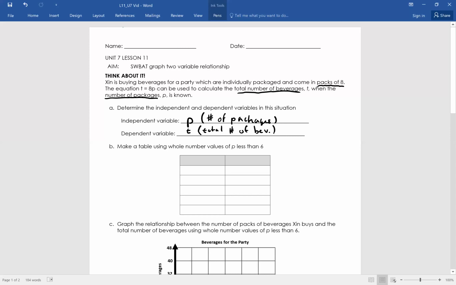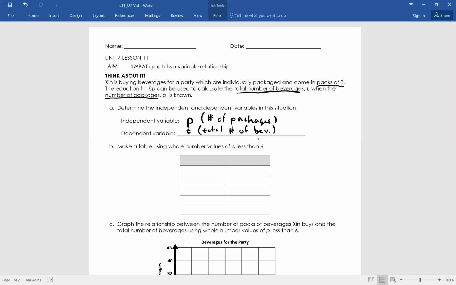So why did I pick P to be the independent variable? Well, because P helps to determine what T is. Since T is a total, it depends on how many packages we buy. Okay, so let's look at part B. Make a table using whole number values of P less than 6.